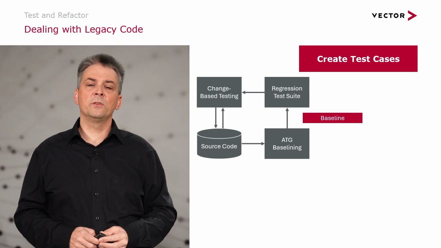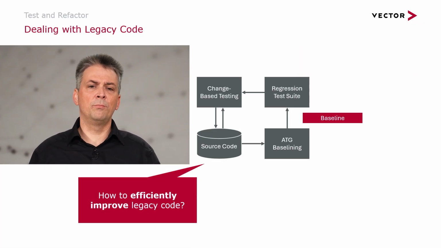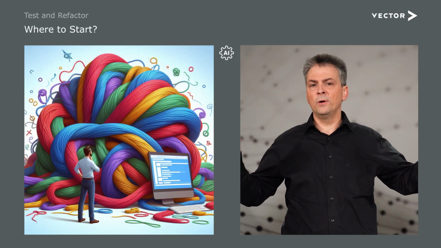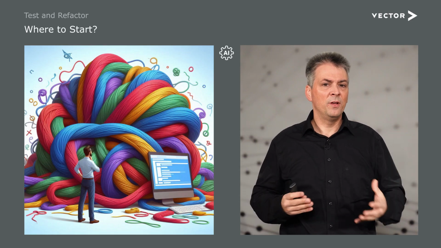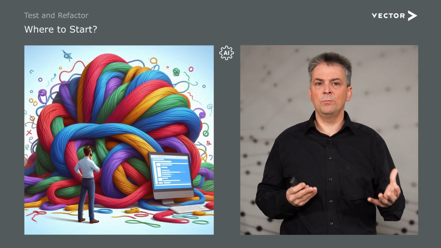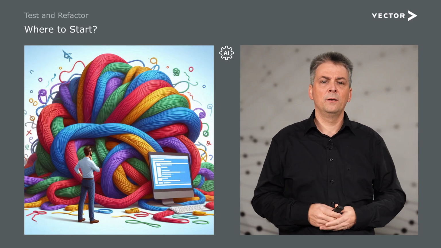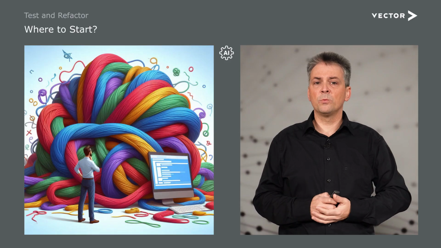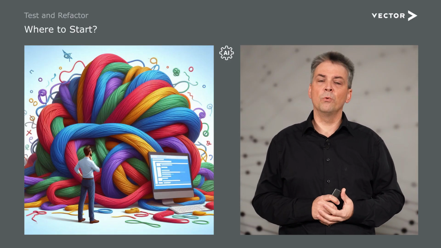Now we can modify the source code. But how to efficiently improve the legacy code? Because currently we are standing in front of a huge pile or knot of things that we can change. We now have the possibility to do it, but where to start? Which thread to pull? Where do we start with fixing this huge pile of work that we have in front of us?